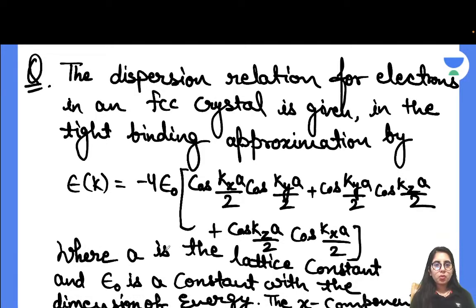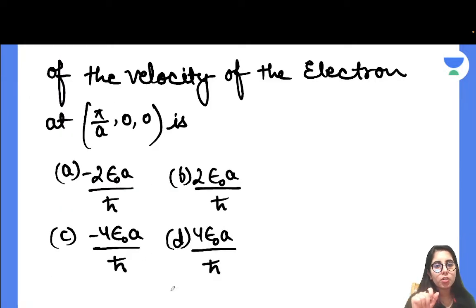Now in this situation, what you have to take care of, which can help you get the answer in less time and make the process quite simple and easy, is this. The dispersion relation of electrons in an FCC crystal is given in the tight binding approximation by this expression, because it is the E versus k or epsilon k relation. Here k is the wave vector, a is the lattice constant, epsilon naught is the constant with the dimension of energy, and the x component of velocity you have to find.